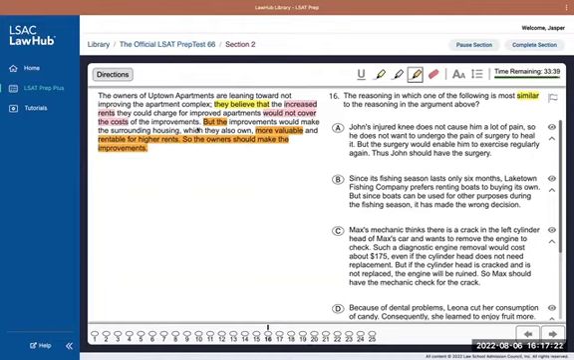But the improvements would make the surrounding housing, which they also own, more valuable and rentable for higher rents. So the owner should make the improvements. They're saying, okay, we're not going to do this because we don't think that we're going to break even.